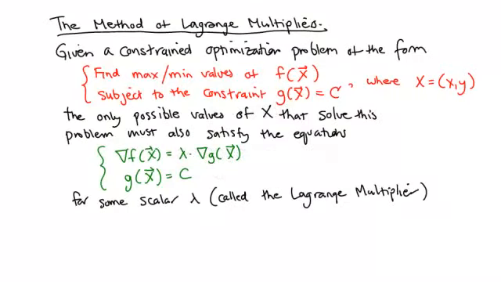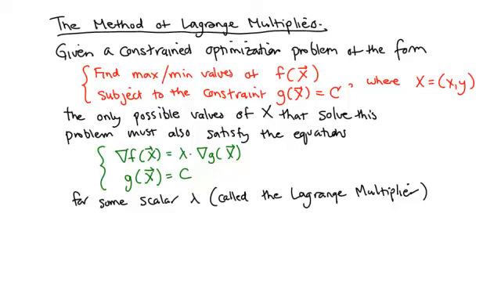Now we can summarize the attack we used in the previous problems fairly efficiently as follows. The method of Lagrange multipliers. Given a constrained optimization problem that takes the form find the maximum or the minimum of some function f of x subject to the constraint that g of x is equal to c, where x in this case is the variable point xy, then the only possible values of x that solve this problem must also satisfy the equations the gradient of f at x is equal to lambda times the gradient of g at x, and g at x is equal to c, for some scalar value lambda, which is called the Lagrange multiplier for this problem.